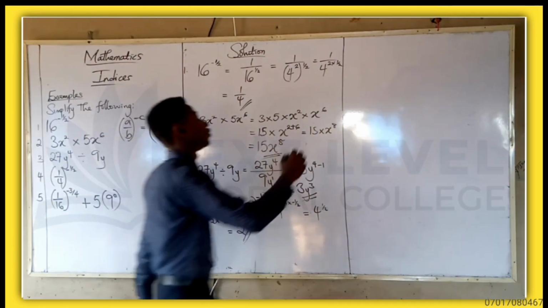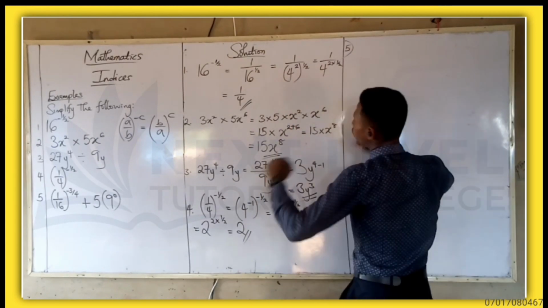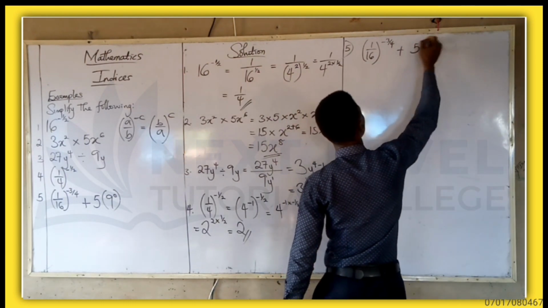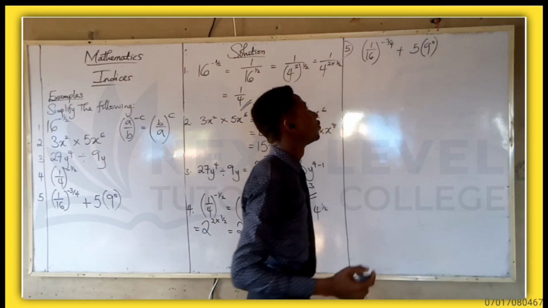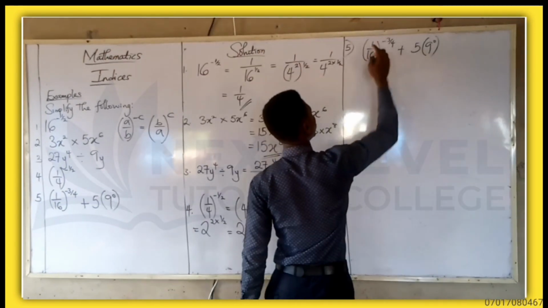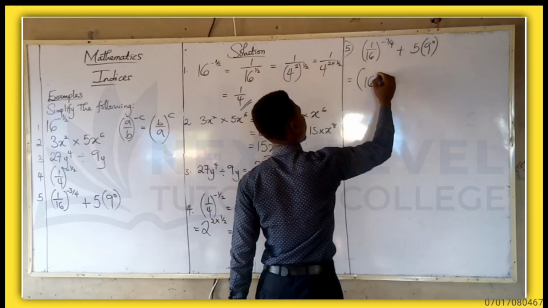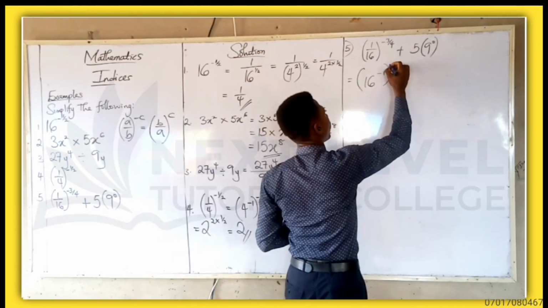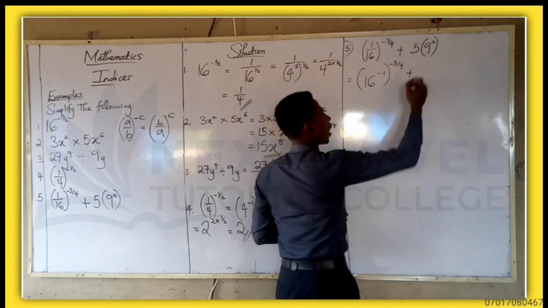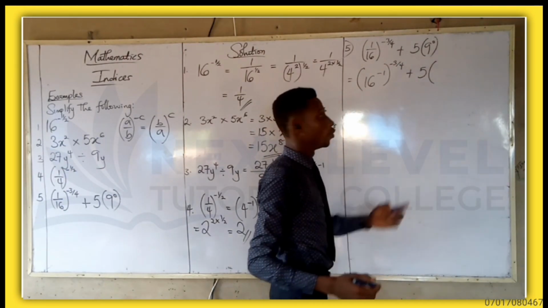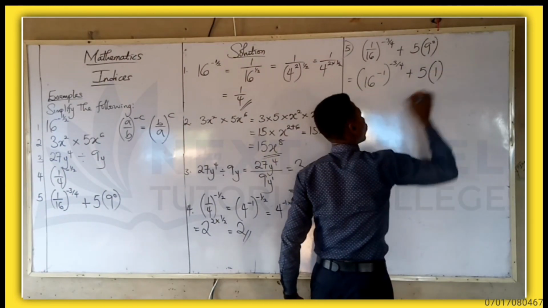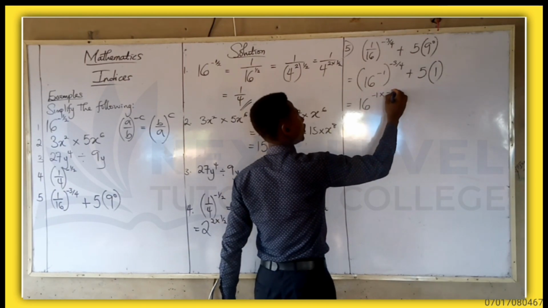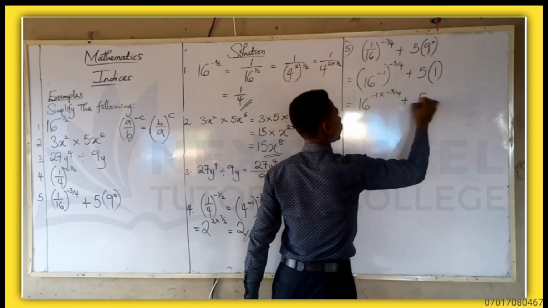So we're going over to the fifth one now, number 5. We have 1 over 16 raised to power 3 over 4 plus 5 into 9 raised to power 0. Now let's do this. I can take 16 raised to power minus 1 because of the 1 over that's here. Now everything is carrying power 3 over 4 plus, now I have 5 into bracket 9 raised to power 0. We know that anything raised to power 0 is 1, so that will be 1. So now we multiply these two powers and we have 16 raised to power minus 1 times minus 3 over 4 plus 5 times 1, 5.